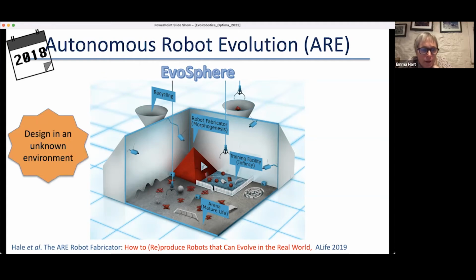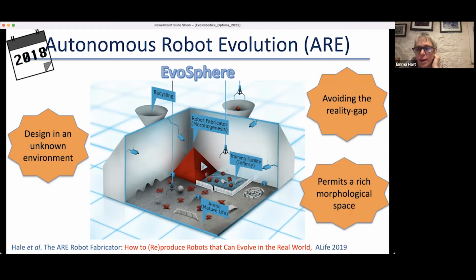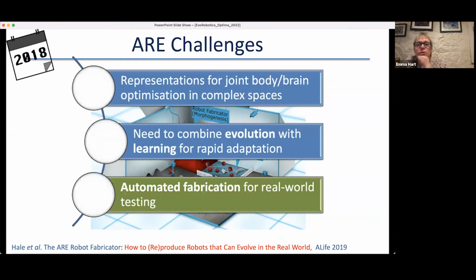So we're really trying to target this design in an unknown environment by having the system design in the environment, try and do as much as we can in hardware to avoid the reality gap, and really try and use a space of things to build the robots that goes beyond the simple modular things that I just showed you in the previous slide. Okay, so there's a lot of challenges in here, scientific and engineering.